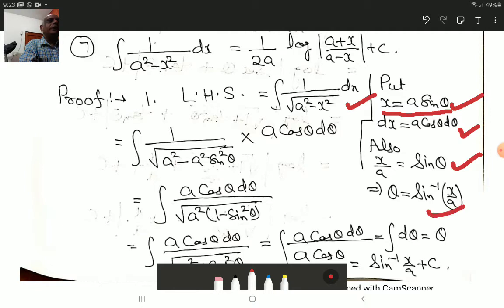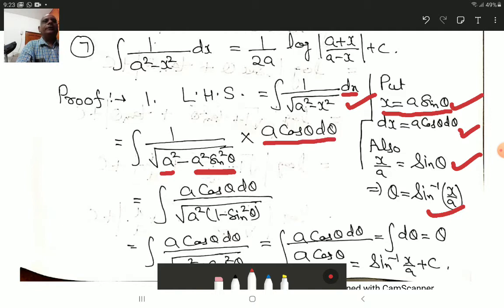So theta will be sine inverse x by a. So let us do the substitution here. So it is 1 upon square root of a square minus x square. x is a sine theta, so x square will become a square sine square theta. And the value of this dx is a cos theta d theta.